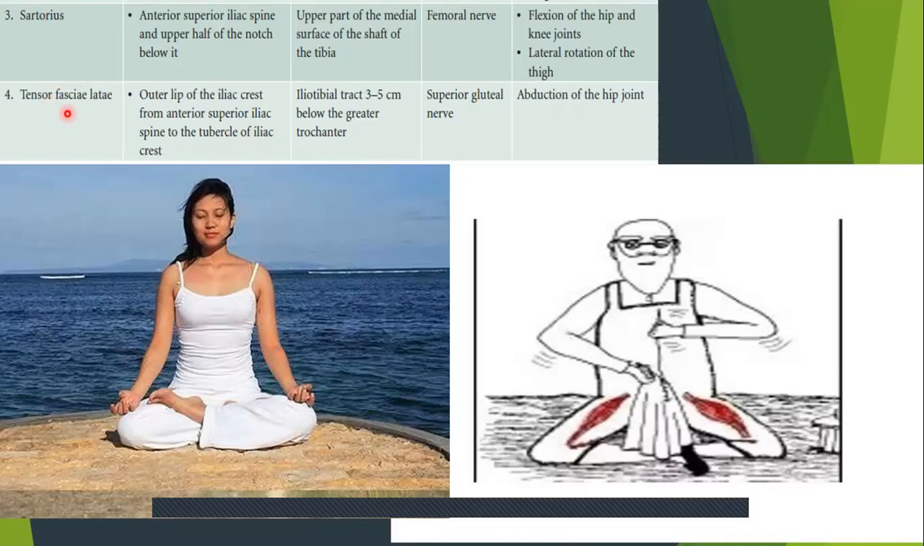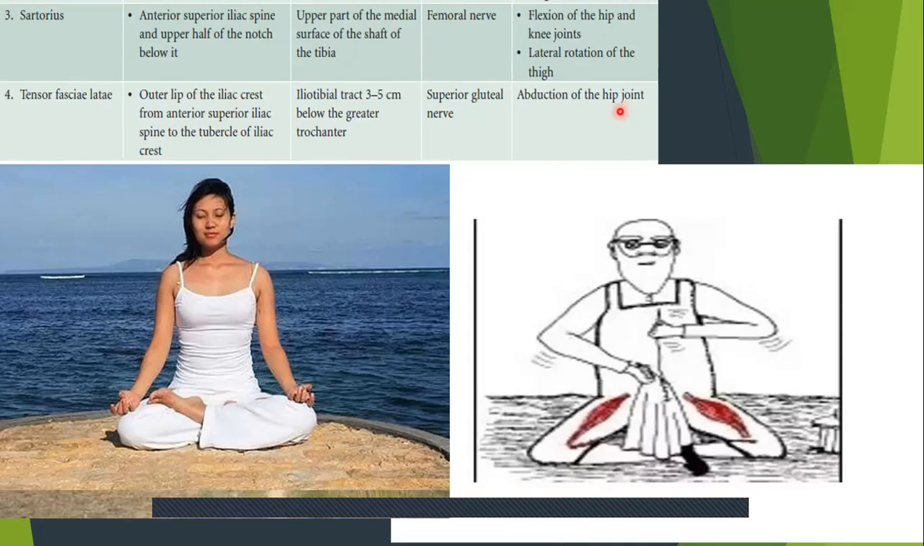Then we have the last muscle, tensor fascia lata. It originates from the outer lip of the iliac crest and the anterior superior iliac spine to the tubercle of the iliac crest to insert into the iliotibial band, innervated by the superior gluteal nerve, and its action is abduction of the hip joint. So it usually helps the hip abductors to prevent sagging of the pelvis on the unsupported side.